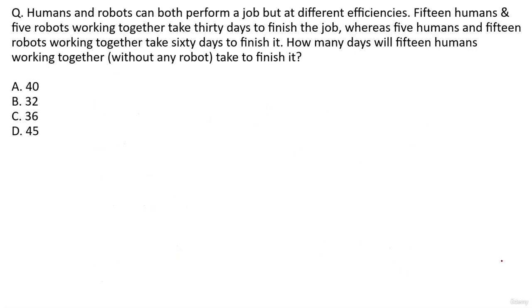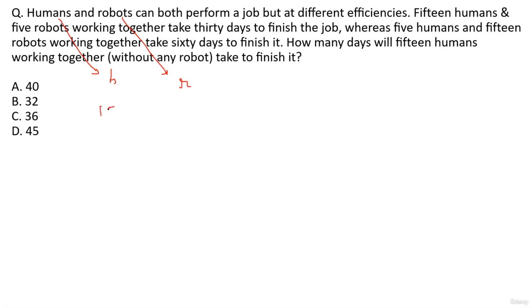Humans and robots can both perform a job but at different efficiencies. Okay, let those efficiencies be equal to H for human and R for robots. 15 humans and 5 robots working together take 30 days to finish the job, whereas 5 humans and 15 robots together take 60 days to finish it. How many days will 15 humans working together take to finish it without any robot? Okay. So again, I would like you to just pause the video and try it out. Then you can look at the solution.